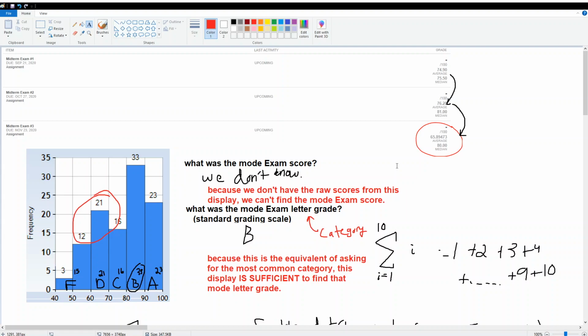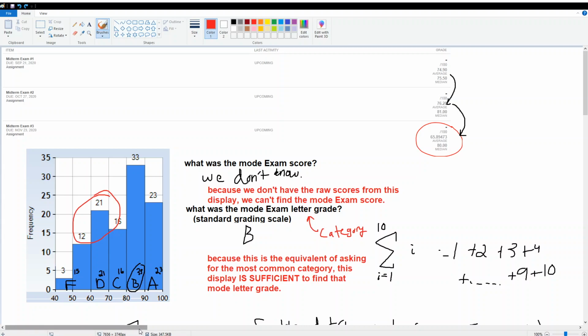You have no way of knowing whatsoever what the median midterm exam 3 grade is without it being provided to you. If that was gone, you would have no way of knowing what the median exam score was. You could, though, get an idea for the median letter grade. Here's why.